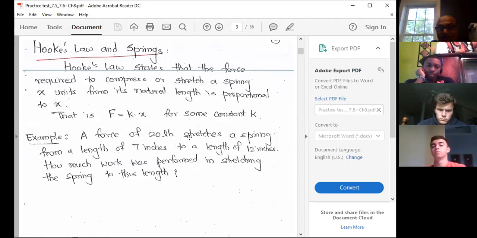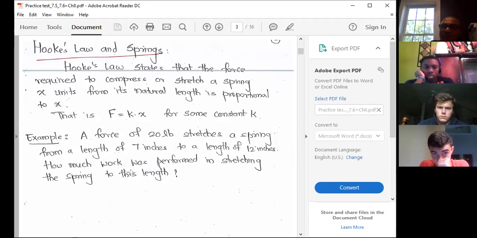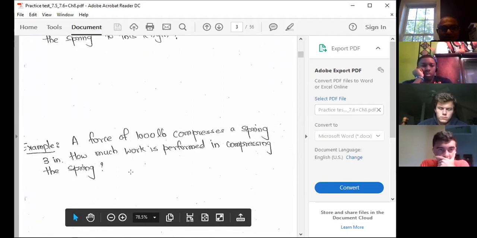A force of 20 lb stretches a spring from a length of 7 inches to a length of 12 inches. Seven inches we usually write in terms of feet, as I told you, with imperial units: 7 divided by 12, and 12 divided by 12. How much work was performed in stretching the spring to its length? My first two examples were based on constant force, and then after we are doing variable force.